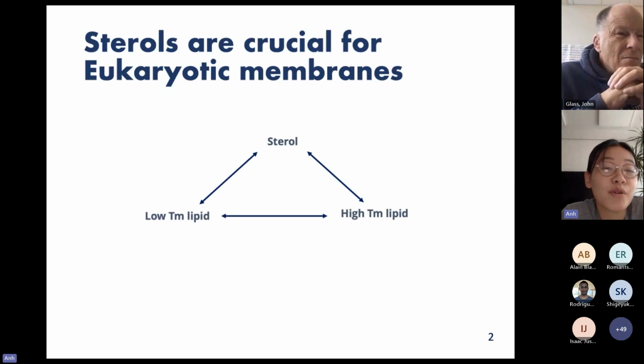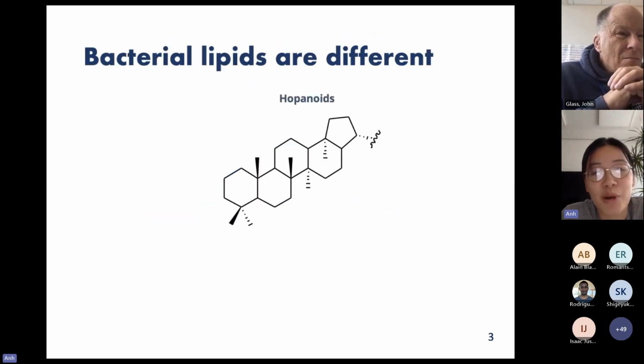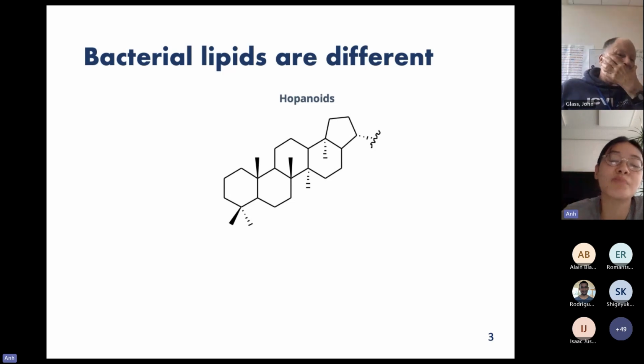However, we also have bacteria as well, right? And bacterial lipids are different. Most bacteria do not produce sterol at all. And some of them rely on a family of compounds called hopanoids, which are considered sterol analogs.